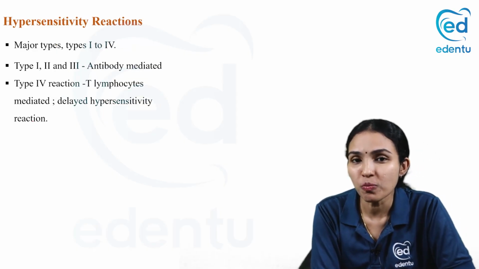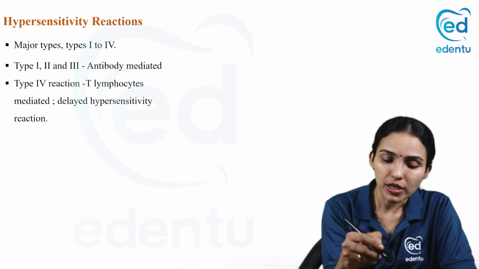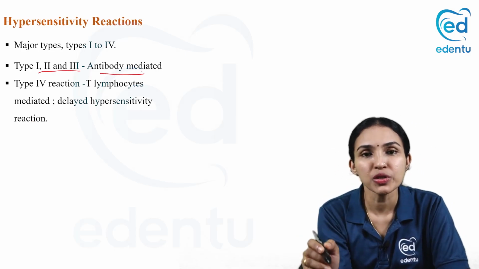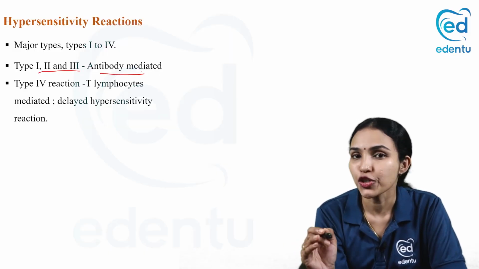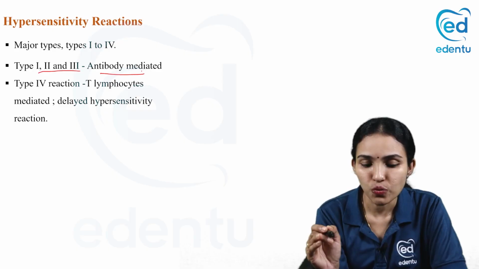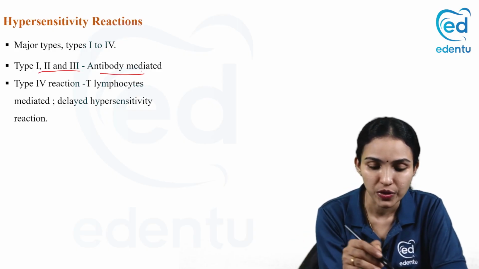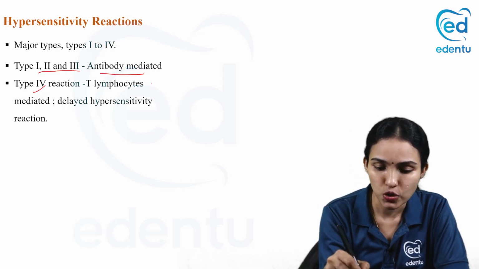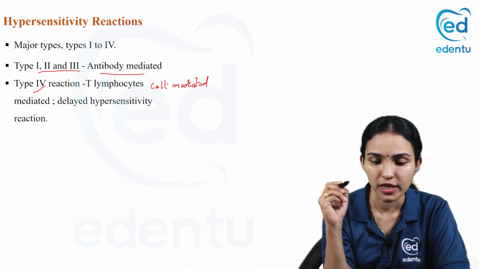We have four major types of hypersensitivity: 1, 2, 3, and 4, of which 1, 2, and 3 are antibody mediated. We know immunity is of two types, humoral immunity and cell mediated immunity. Humoral is antibody mediated. So the first three reactions are mediated by antibodies, whereas the fourth reaction is T lymphocyte mediated or cell mediated. It is only type 4 hypersensitivity which is cell mediated. All others are antibody mediated.